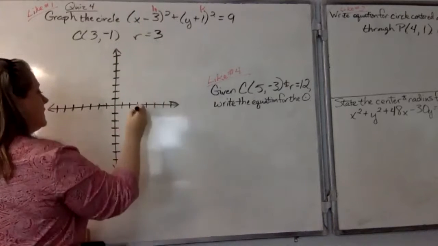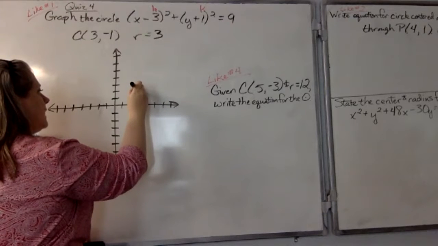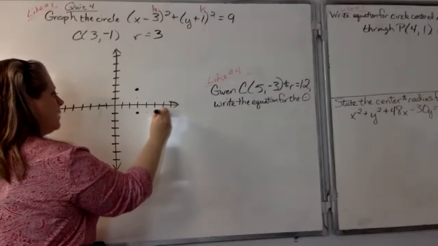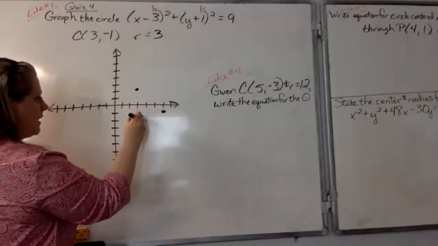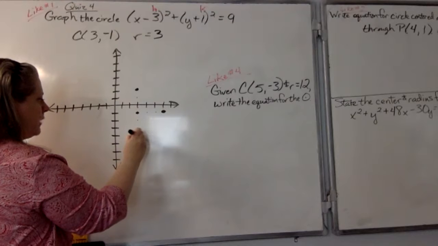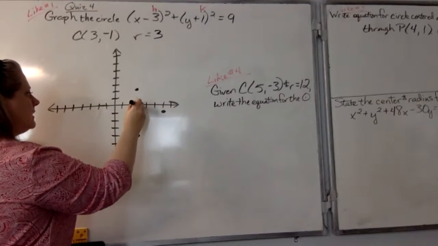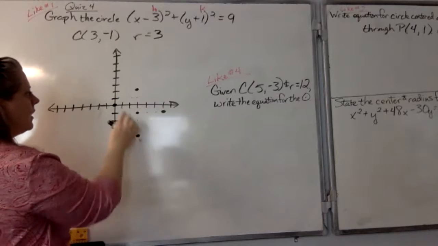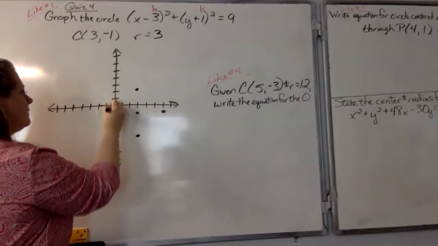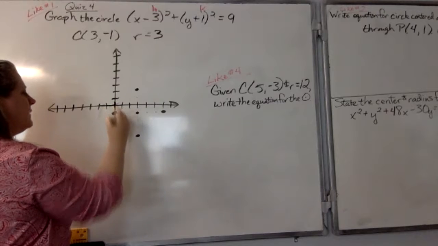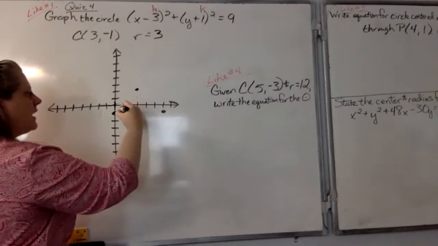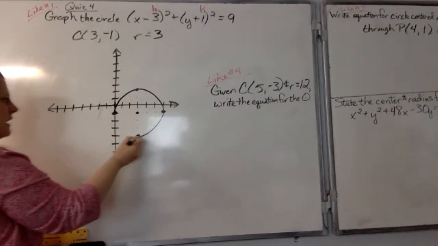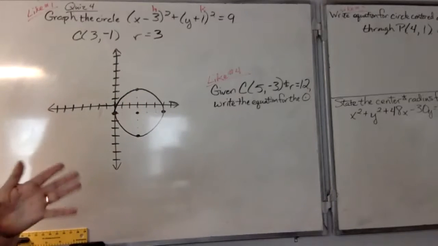You're going to go 3 units up. 1, 2, 3, put a point. 3 units to the right. 1, 2, 3, put a point. 3 units down. 1, 2, 3, put a point. And 3 units to the left. 1, 2, 3, put a point. Oh, I went up too far. I was like, that doesn't look right. This is supposed to be right here. Okay, so these points are points on the circle, and then you try to halfway sketch your circle.